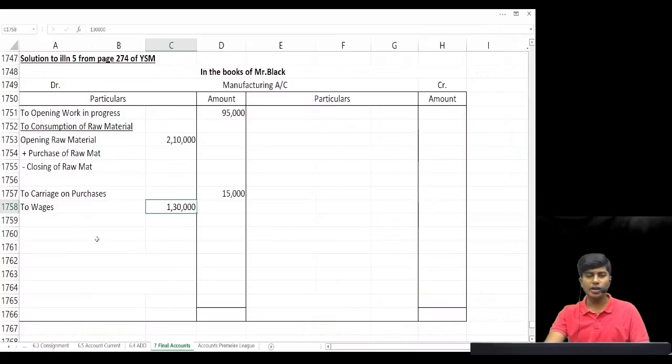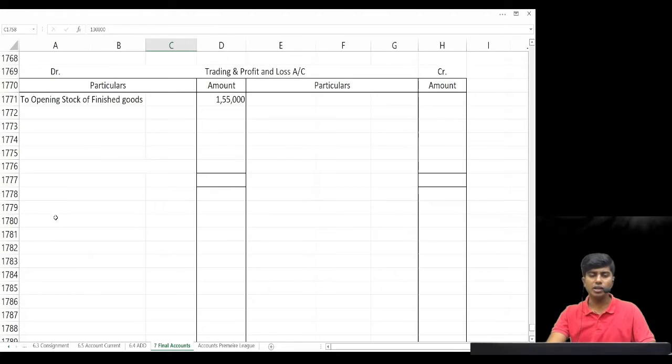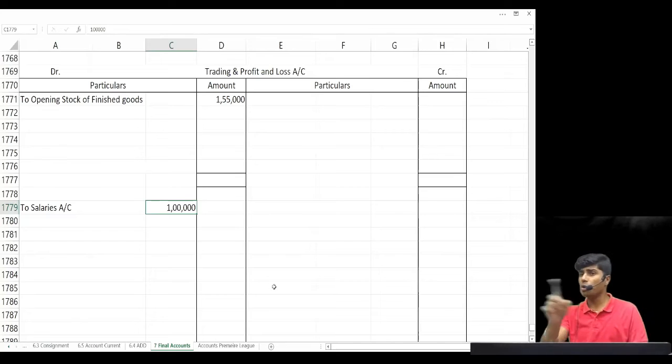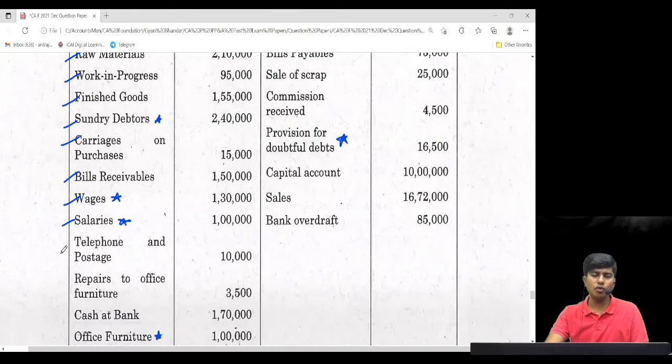Salary is 1,00,000. Where do I write? P&L account? Not trading. P&L. Salaries account. Is there adjustment? Yeah. There is some outstanding for 1 month or something. Will I adjust it? Right now it's in the inner column in P&L account. After that we have telephone and postage. I'll write this 10,000 in P&L.